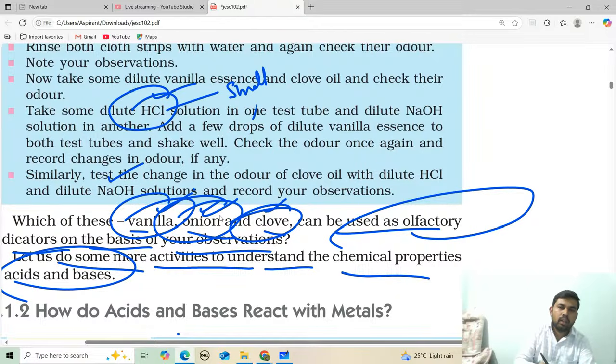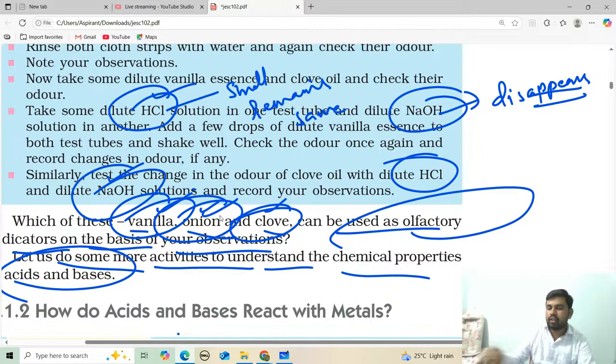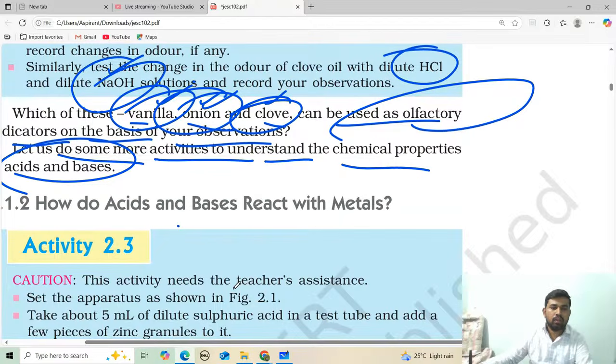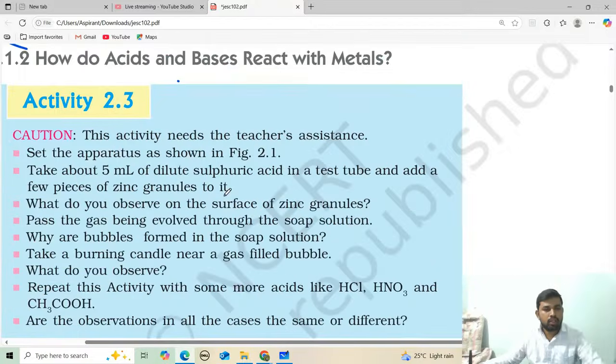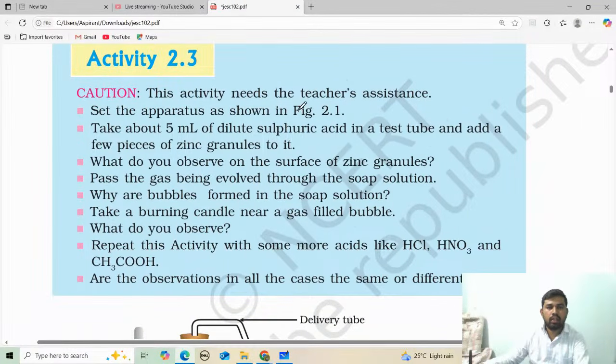The smell remains the same in the case of HCl. In the case of NaOH, the smell disappears. So in one case it remains and in the other it disappears. Okay, next they have given an activity that needs teacher assistance, activities 2.1 to 2.3. So this activity needs teacher assistance.